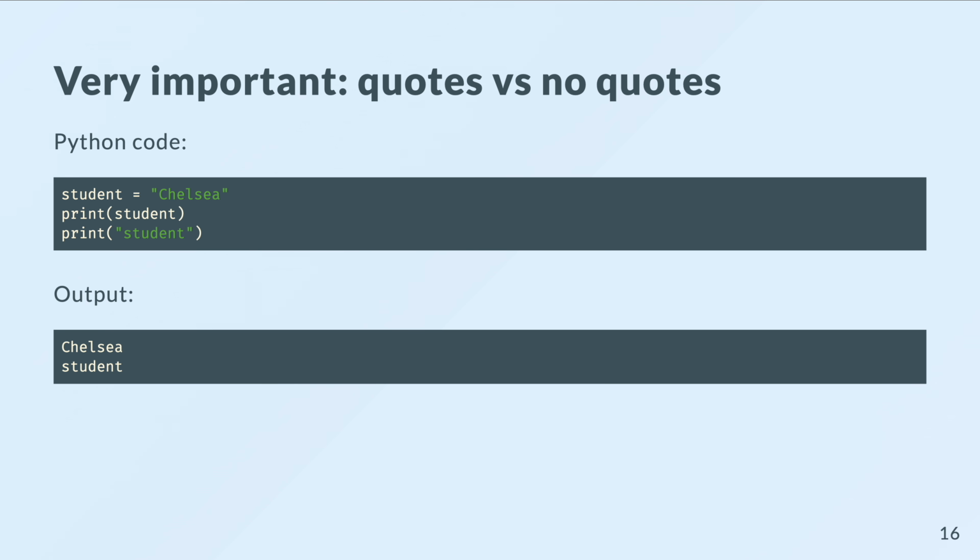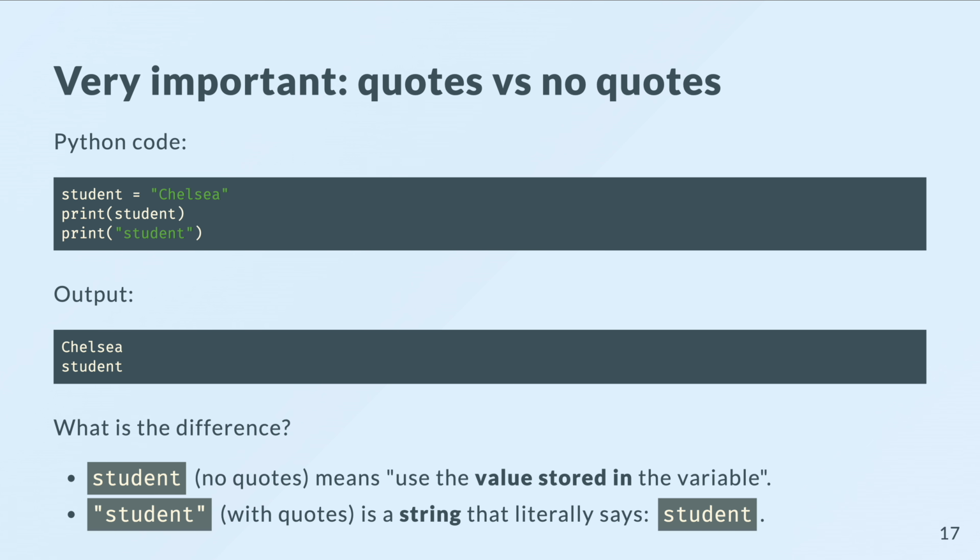Here is the output. First line, Chelsea. Second line, student. So the 2 lines are different. What is the difference? Student with no quotes means use the value stored in the variable. So it prints Chelsea. But student with quotes is just text. It literally prints the word student.